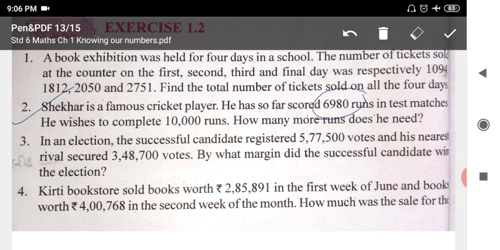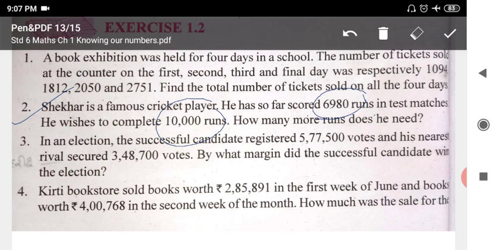6,980 runs in test matches. Now he wishes to complete 10,000 runs. What was his wish? His wish was to complete 10,000 runs. So how many more runs does he require to complete his target of 10,000? It means 10,000 is the target and 6,980 is already achieved.